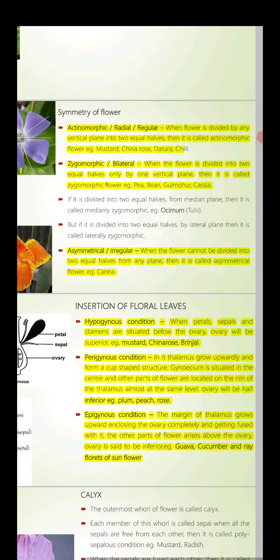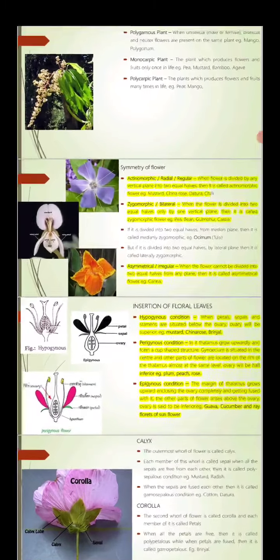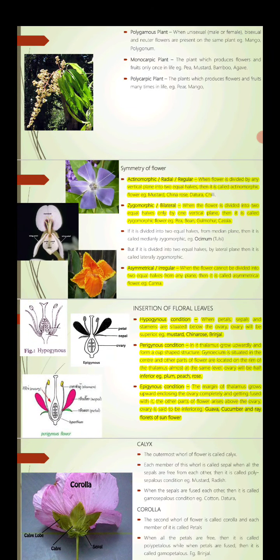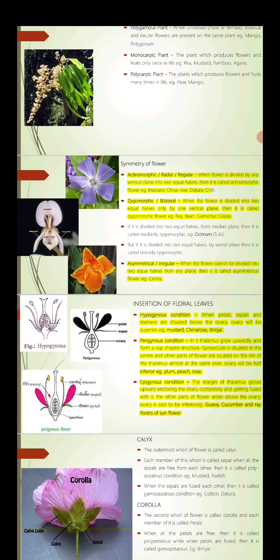So what's the meaning of the hypogynous condition? When petals, sepals and stamens are situated below the ovary. Just look at the structure. This is the hypogynous condition. Here the petals, sepals and stamens are situated below the ovary.